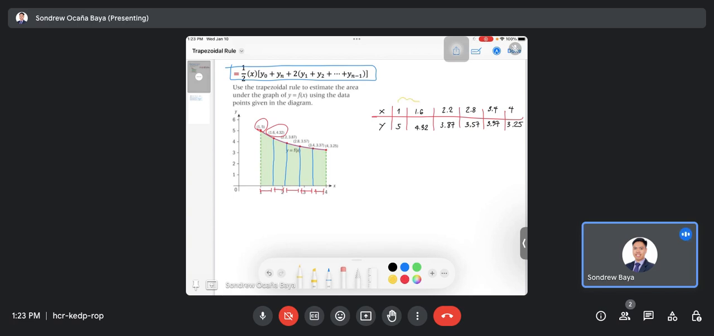Oh, sorry, let me just erase this. Let's look at the x interval. This one. Okay. If we inspect the x intervals, this is 0.6, 0.6, 0.6, 0.6, and then 0.6. That means our width, or the height of the trapezoid, is 0.6.